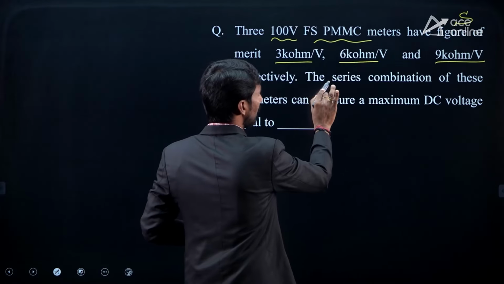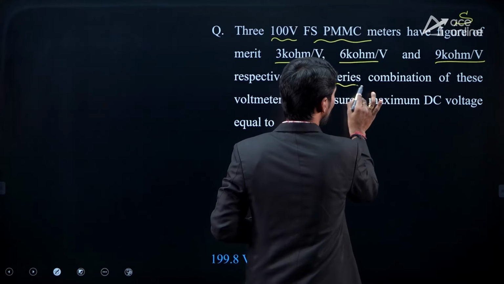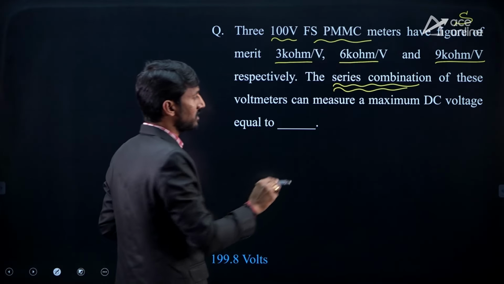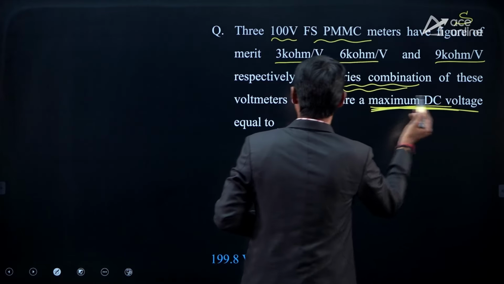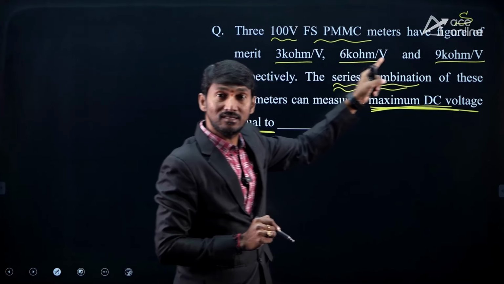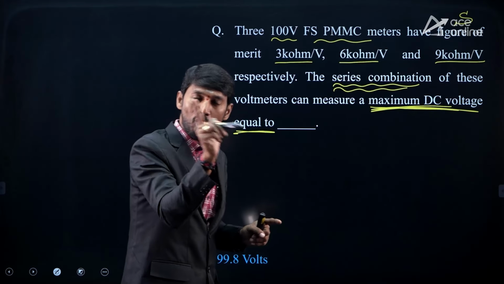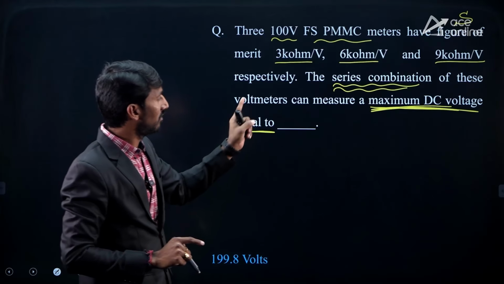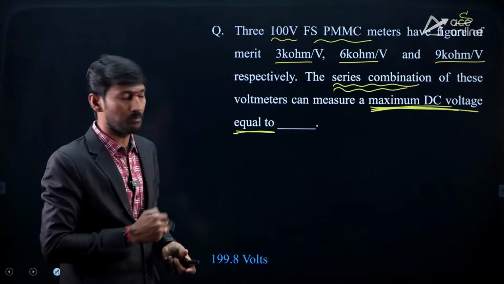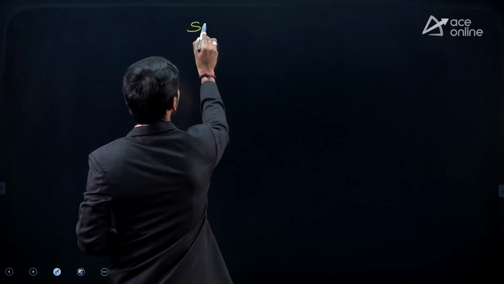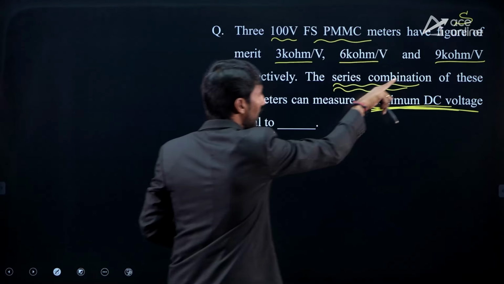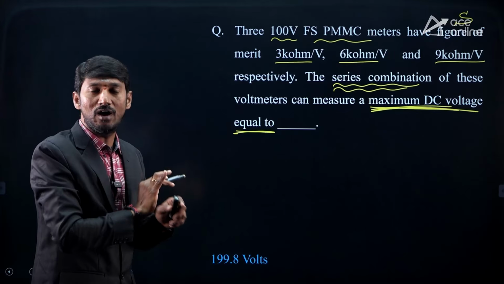And then the series combination of this is very important. The series combination of these 3 voltmeters can measure maximum voltage up to dash. After connecting these 3 meters in series, the combination of these 3 meters will have the measurement capability up to dash. That's the value he is asking. Now let us analyze this question step by step. Right. So I am drawing the diagram. If you are able to draw the diagram related to the given data, half of the problem will be over.